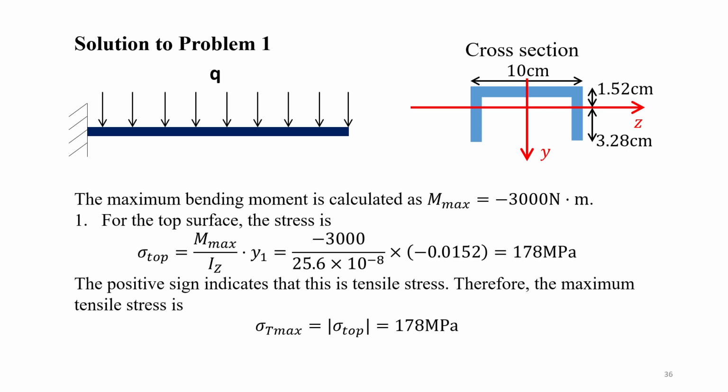Then, after we get the maximum bending moment, we can calculate, for example for the top surface, according to the equation sigma equals M over I times y. We get for the top surface the stress is minus 3000 over Iz times y, which equals 178 megapascal. This positive sign indicates that this is tensile stress. Therefore, the maximum tensile stress is 178 megapascal.